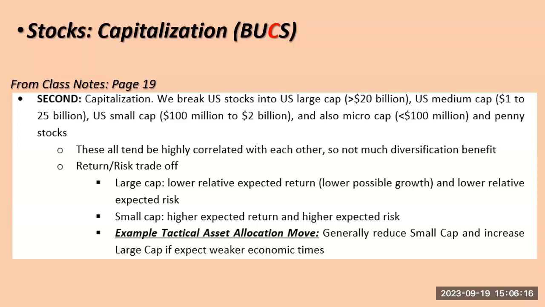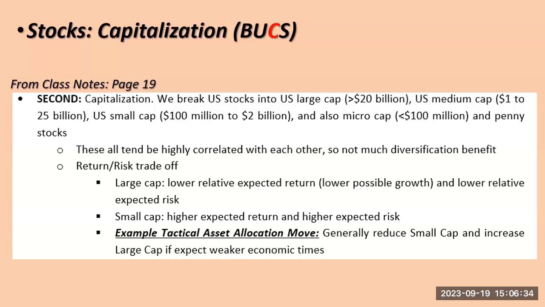So you see the definition, capitalization, just the size of the firm. That's pretty straightforward. Subcategories, large, medium, and small. And then strategy, pretty straightforward. Strong economy, small cap, weak economy, overallocate to large cap. We'll see when we're doing question 2.